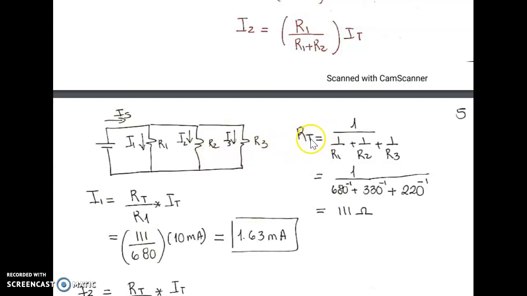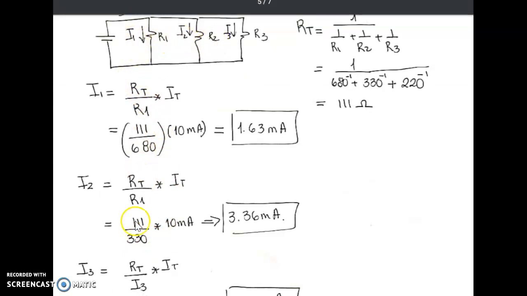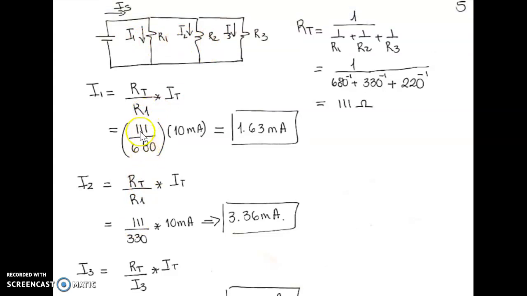So for the R total, we are going to say 1 over the reciprocal of the sums. That's going to give us 111 ohms. Then I want to find my I1. I will just have to get my R total, which we already calculated to be 111, divided by R1, multiplied by my I total. I can find I1, I2 and I3 just by changing the denominator, because the numerator stays the same.